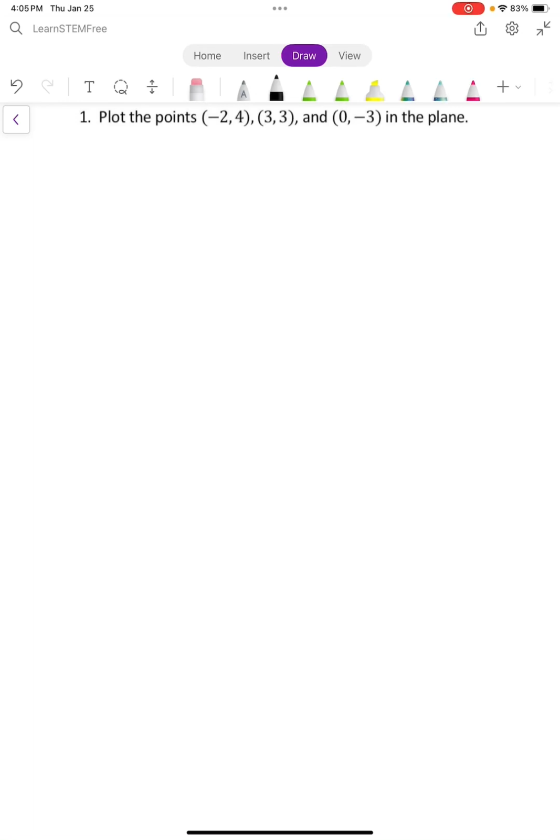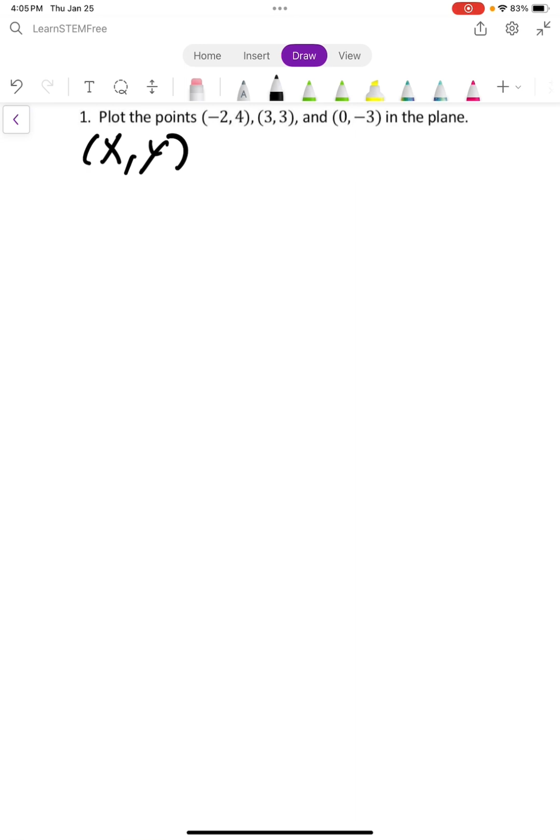So in today's video, we'll be going over how to plot points. For this question, it says plot the points (-2, 4), (3, 3), and (0, -3) in the plane. Points, or ordered pairs, is a different name for it. They're written in this format: (x, y). Your x is going to be your first number, and then y is going to be your second number.